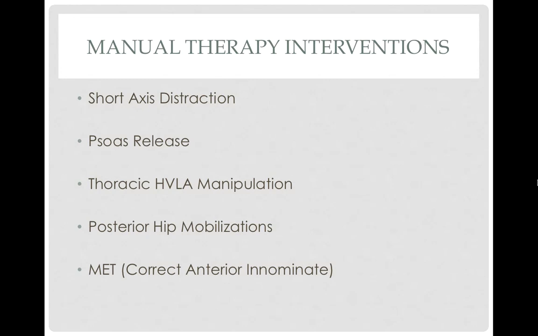So doing short axis distraction of the hip to try and get some more space in there so that the hip is not impinging. Doing some psoas release, working to get those muscles to lengthen and to relax so that we can work on strengthening and lengthening the psoas muscles. Thoracic, high velocity, low amplitude manipulations, working on the hypomobilities we were seeing at the thoracic spine. Hip mobilizations as well, working on that posterior roll and glide of the hip itself, and then working to correct the anterior innominate that we saw through muscle energy techniques.